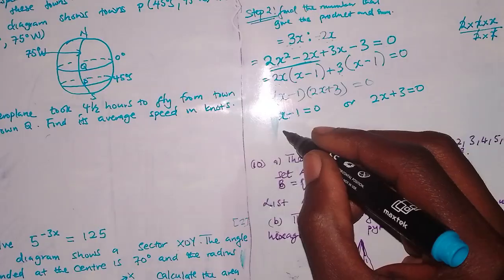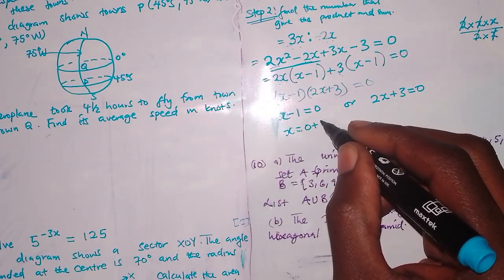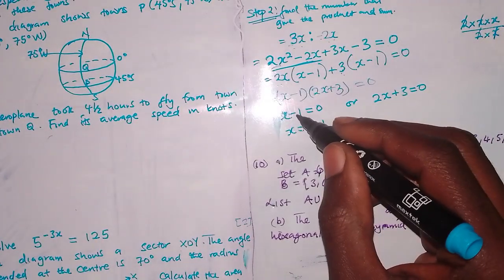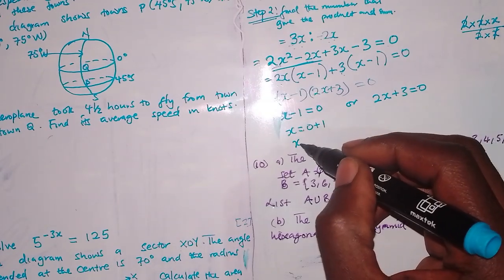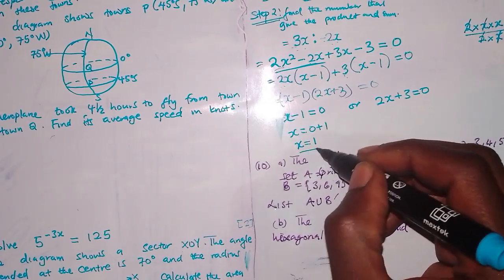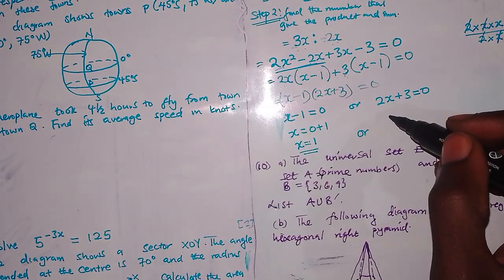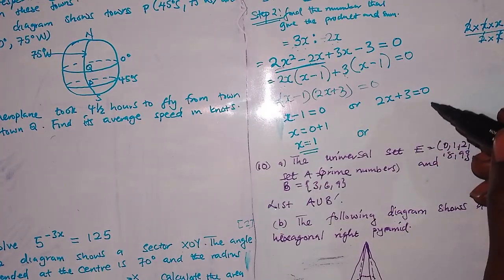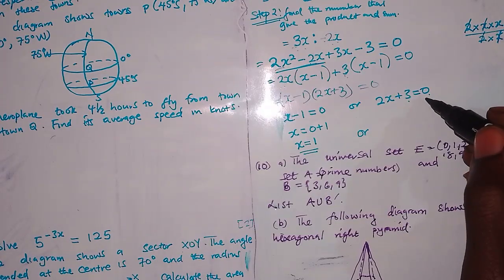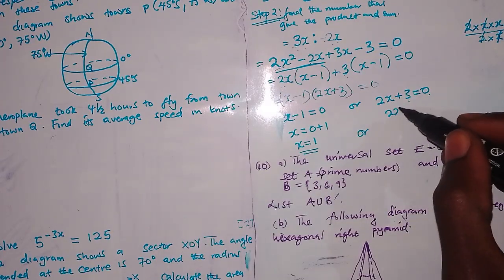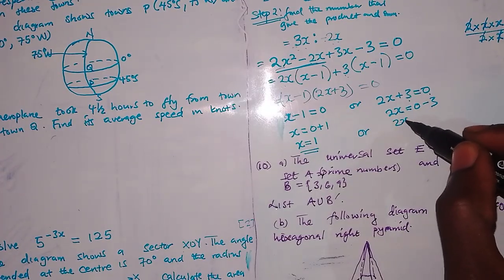So our first answer, x is equals to 0 plus 1. So for us, 1 will cross the equal sign and it will become positive. So x is equals to 1. Or we have 2x. So we group the like terms. So the numbers, we group them together. So since 3 and 0 don't have x, we are going to group them. So you say 2x is equals to 0 minus 3. Then 2x is equals to negative 3.